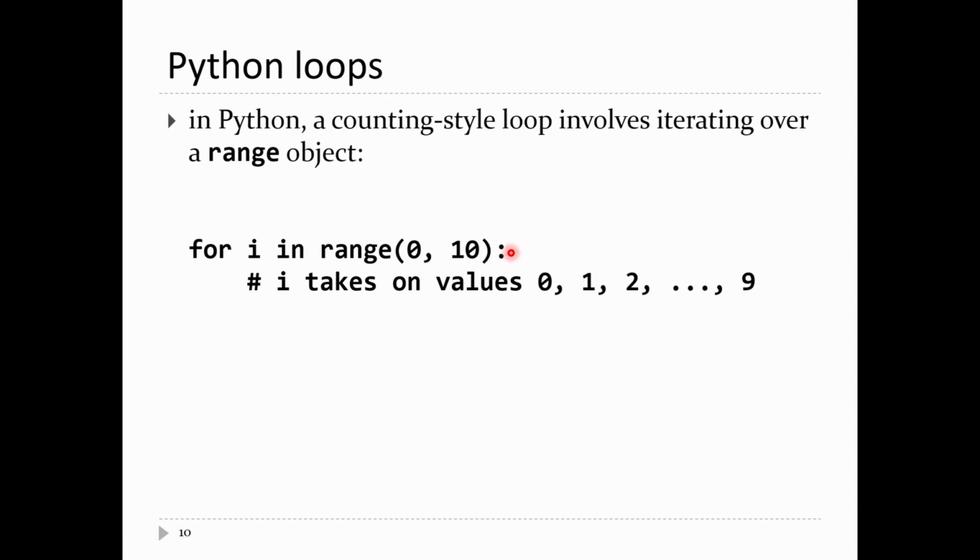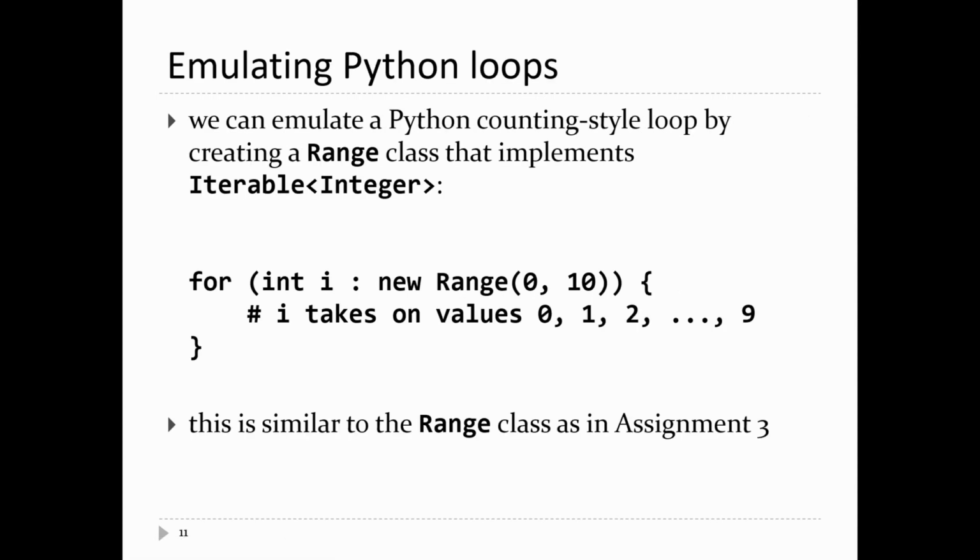Now, if you really like the Python syntax of writing a for loop, you can actually do this in Java. You just have to make your own class that represents a range, and then have range implement iterable. In Java, if you really wanted to do this, you could write something like for int i in a new range from 0 to 10. The syntax is slightly different, but it looks closer to Python than the regular counting style for loop in Java.